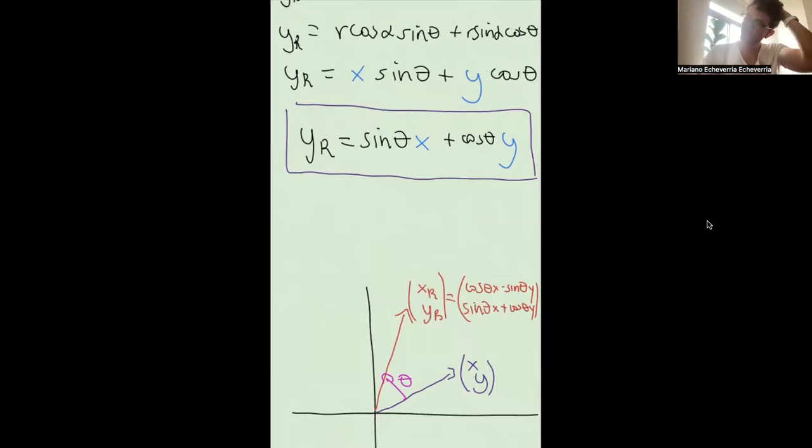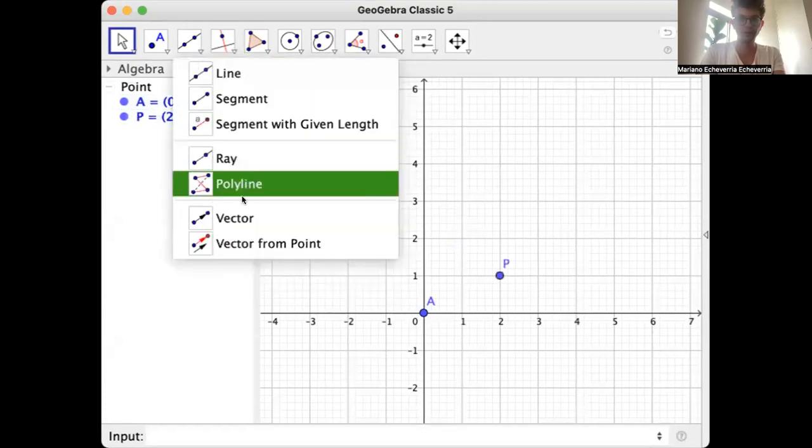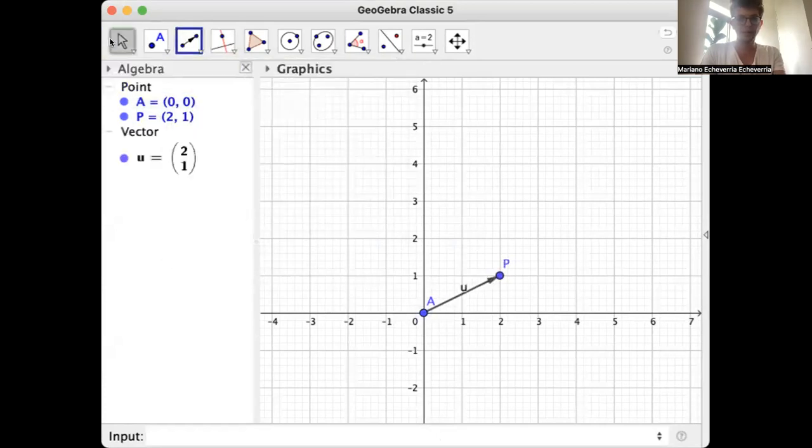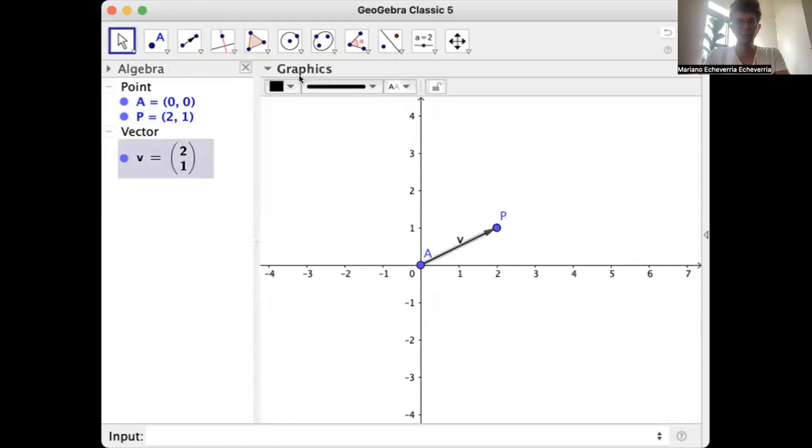Maybe before proceeding, let me show you how it looks on an animation, which can be useful to see. So let's start with that. I'll start with my favorite vector, 0, 0, then let's see. This is going to be 1, 2. Let's make it 2, 1 actually. So I'll put on GeoGebra a vector like this. Let's call this vector V. This is the vector like the one we have been considering.